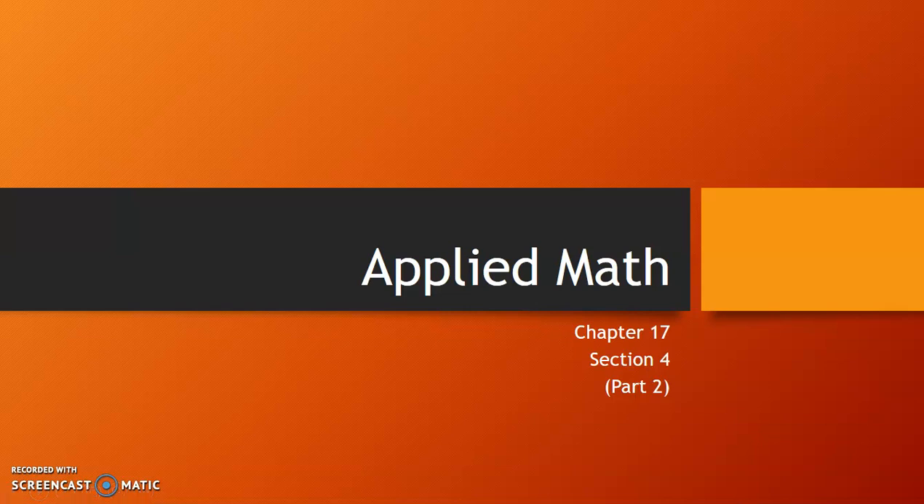I'm going to be finishing up Chapter 17, Section 4 in this video. In the Part 1 that you guys did last week, we talked about finding volume of three-dimensional shapes. So in this video, we're going to focus more on finding area of them, and there's actually two different types of area that we could actually find, and we'll get into both of those.